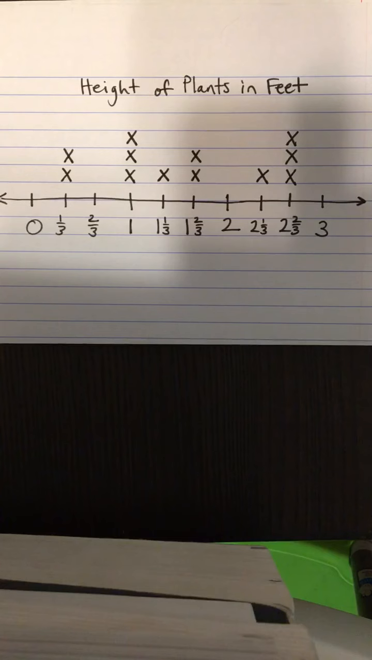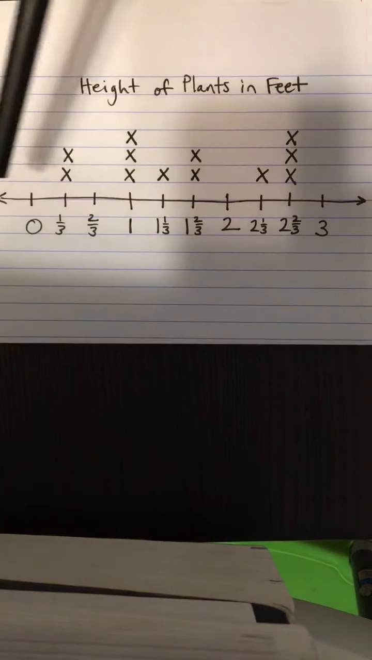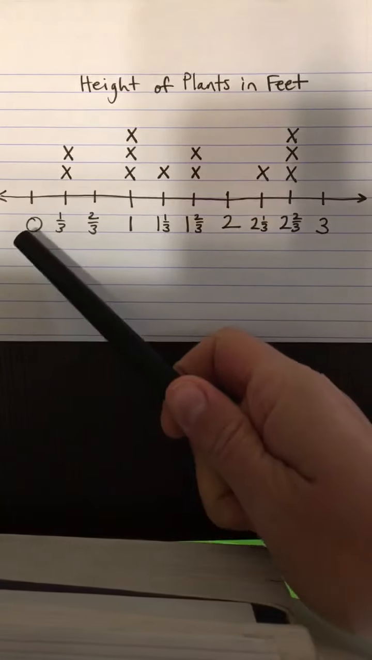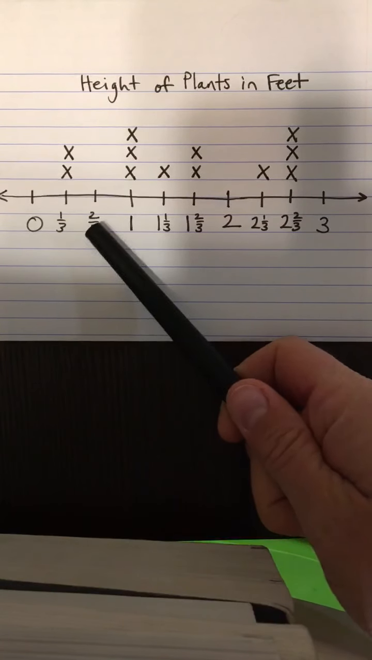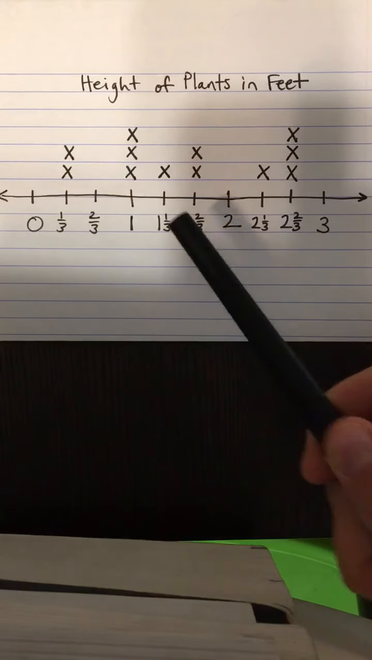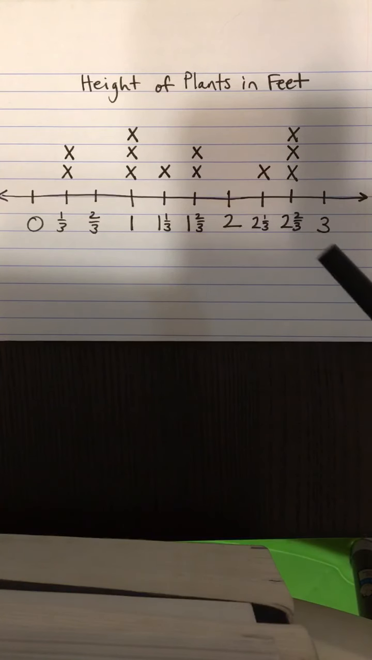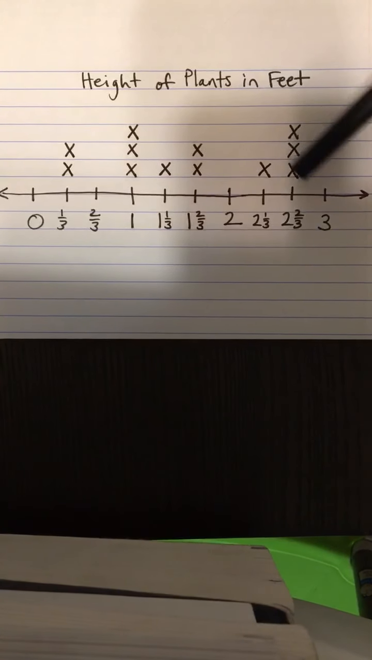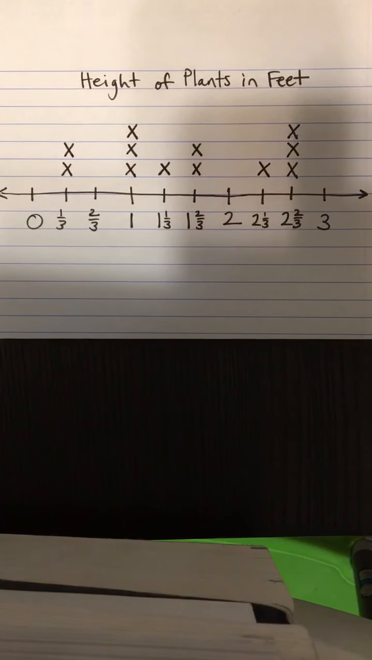All right, so the line plot we are going to talk about first is the height of plants in feet. And if you look along the bottom, this is going to tell us the height in feet: 0, 1/3, 2/3, 1, 1 1/3, 1 2/3, 2, 2 1/3, 2 2/3, and 3. All right, so each X is going to represent one plant.